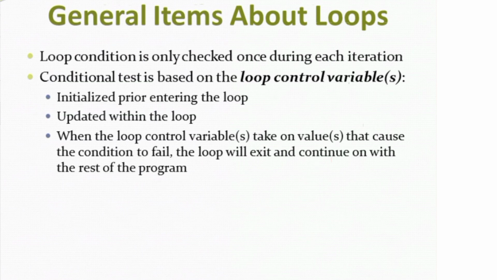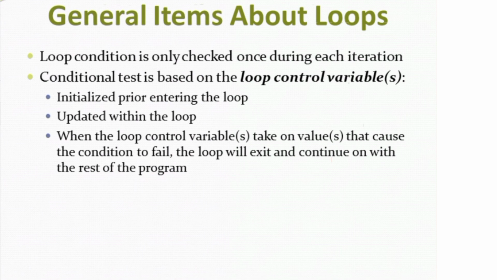Right? The conditional test that we set up for a loop is based on what we call the loop control variable or loop control variables. Okay? So those variables need to be initialized prior to entering the loop, otherwise you don't know what your initial value is and you might completely skip over your loop.